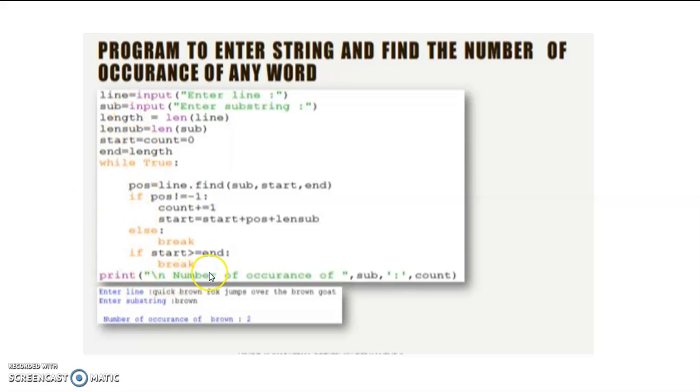Then here you can print the number of occurrences of the substring is equal to count. So the count will count the number of occurrences. After identifying each word, the count is incremented. So it displays the number of occurrences of a given substring. See here, enter a line: "keep brown fox jump over the brown goat". Enter substring: brown. So number of occurrences of brown is equal to 2.